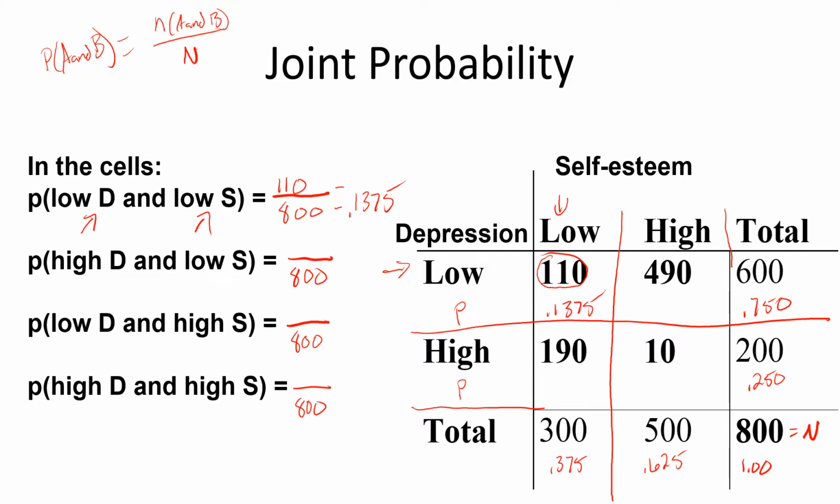How about high depression and low self-esteem? So now we're doing high depression, but we're sticking with low self-esteem here. So what is our number there? Number of high depression and low self-esteem? I hope you went with 190. 190 divided by 800 is 0.2375.